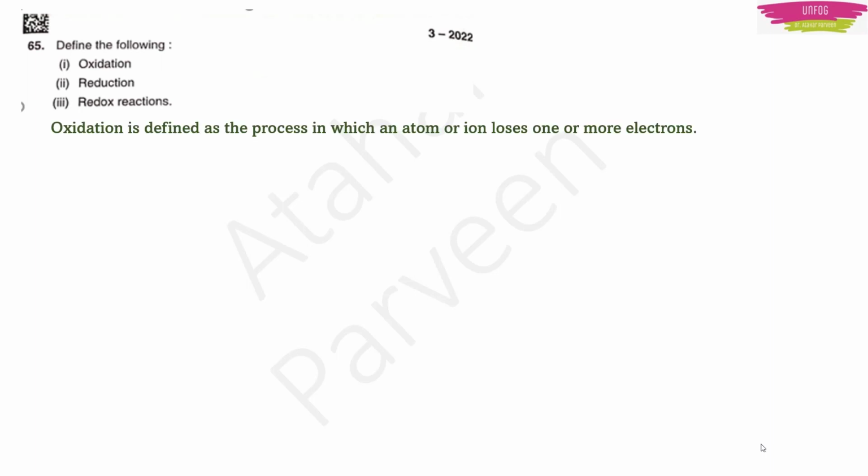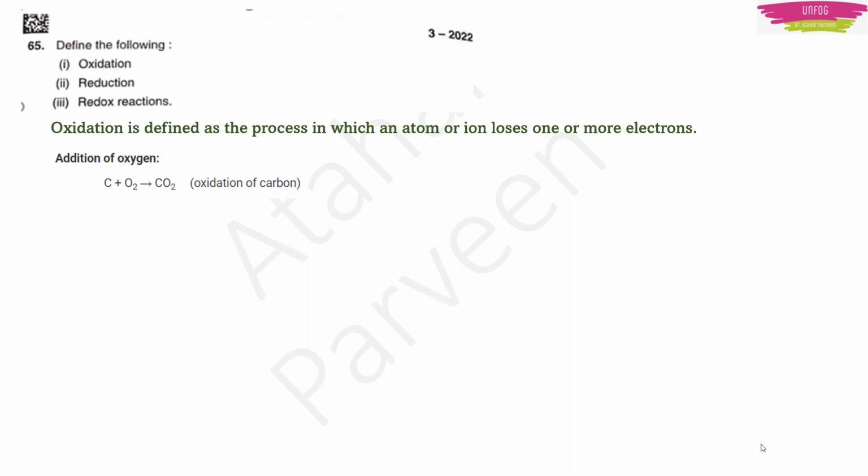Okay. Next question. Define the following: oxidation, reduction and redox reactions. Let us address them one by one. First, what is oxidation? According to our modern theory, oxidation is defined as the process in which an atom or ion will lose one or more electrons. But with classical interpretation, oxidation means addition of oxygen. When you add oxygen to an element, then you will have some compound. This is known as oxidation. For example, you add oxygen to carbon, you get CO2. That means there is oxidation of carbon.